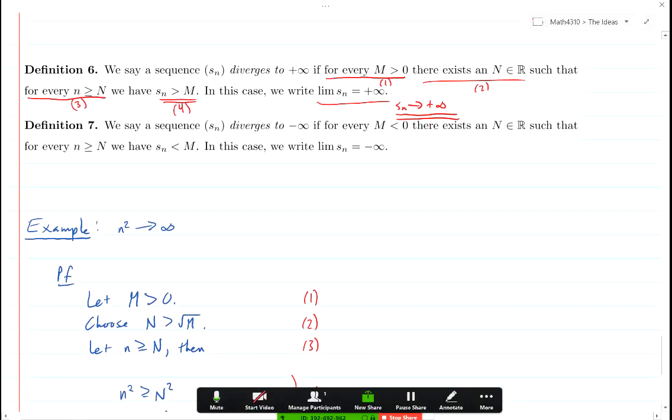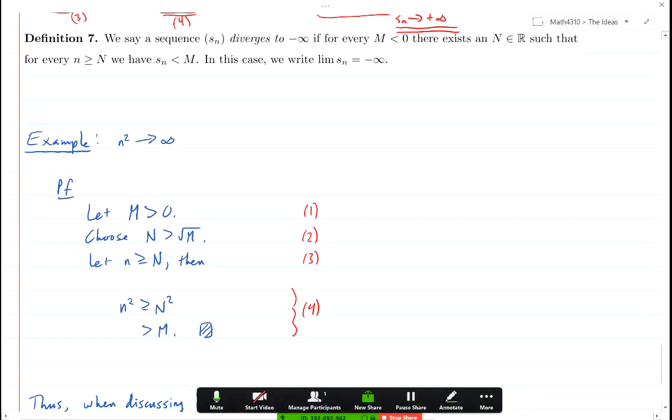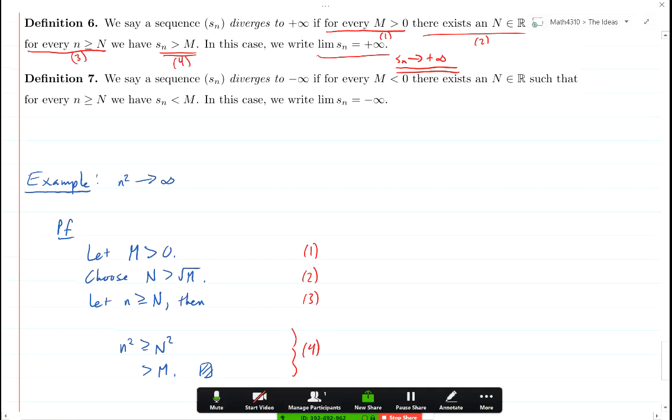Here's a proof of a very simple example. I labeled the steps. Prove that n squared diverges to positive infinity. Sometimes I don't write the plus. If I just have infinity, no, it's positive infinity. So my first step, kind of bring this on the same screen. For every M greater than 0, that means pick an M, any M that's greater than 0. Let M be greater than 0. And it's pretty easy to see how I would choose capital N in this case.